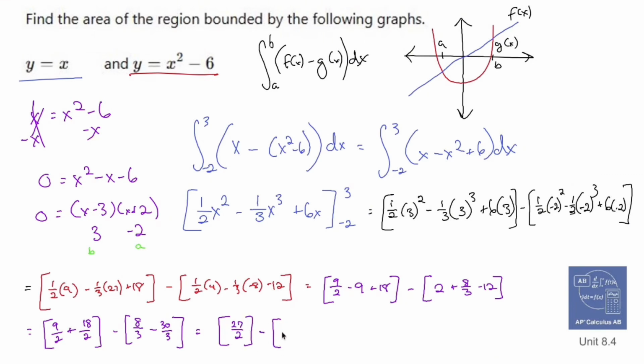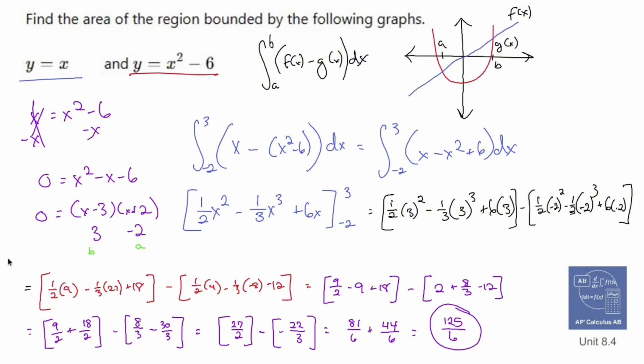minus negative 22 over 3, which is going to be, let me see, we got a double negative here, so I want to multiply the top and the bottom of this one by 3, so 27 times 3 is 81. So we got 81 over 6 plus 44 over 6, which ends up being 125 over 6. Does that simplify? No. So that's our guy.